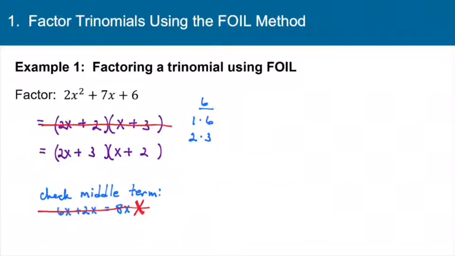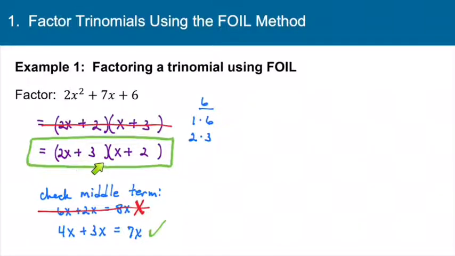And let's try the middle term again. So outer times outer this time is going to be 4x, and inner times inner this time is going to be 3x. Together, 4x plus 3x will add up to 7x, and that is the middle term we wanted. And so that tells me that this is the factoring that we were after.